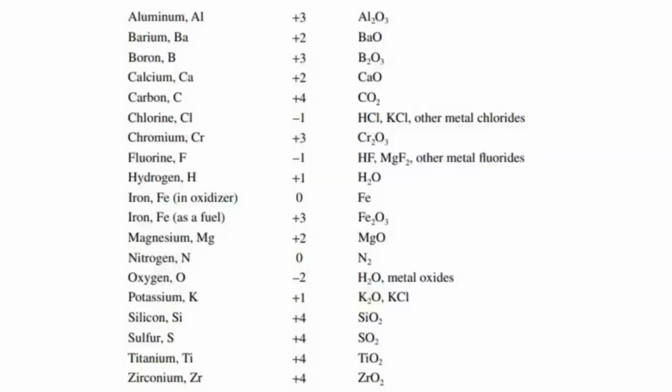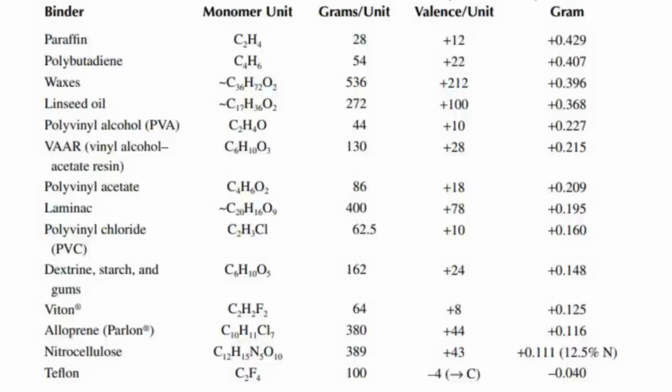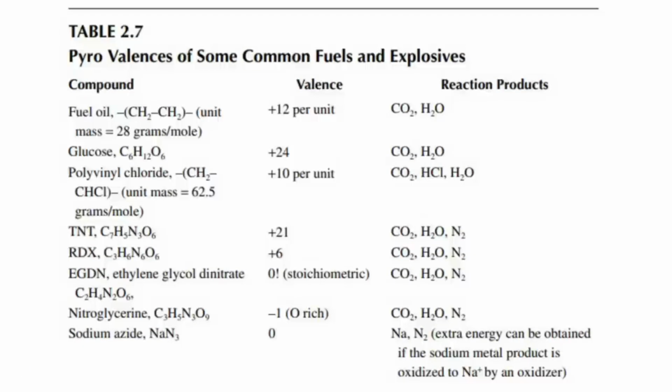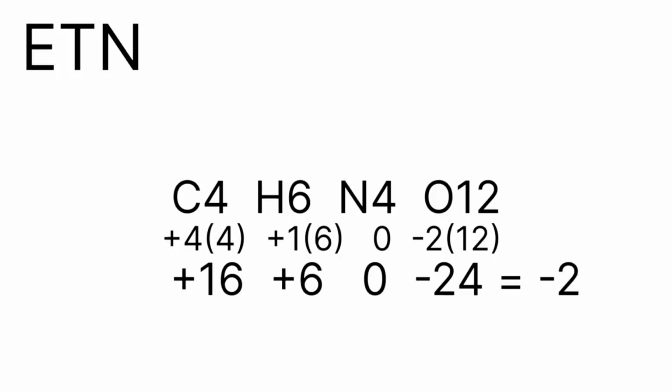So as you begin to build your repertoire of valence calculations for different materials, you'll just develop a list naturally. You should have a list of anything that you would use that's an oxidizer, anything that you would use that's a fuel or an explosive. Most explosives are fuels. This is why ETN is really unique, because it's an oxidizer explosive. There's not a whole lot of them.